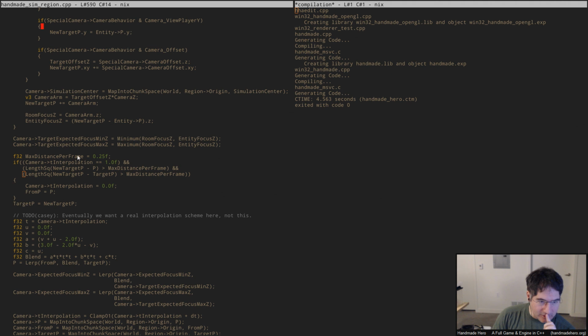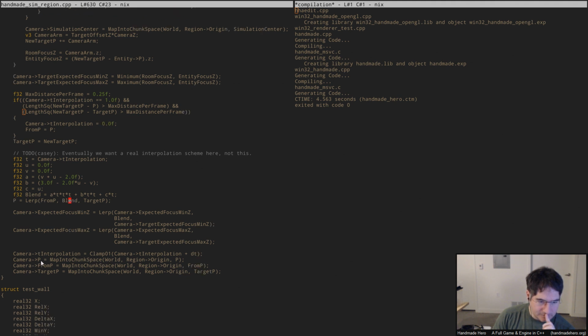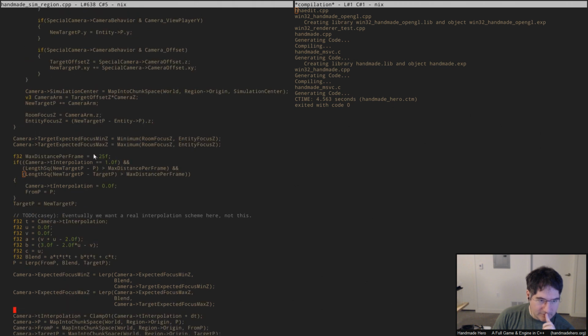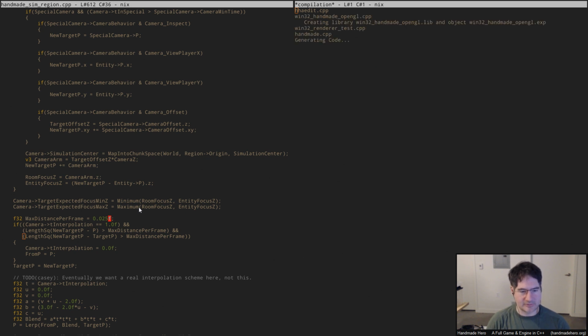Because this should never do it, right? Because from P just gets reset to P, which would not move the camera. If interpolation is set to 0, you should come through with P equal to from P in that case, because blend is 0. Right? I mean, in theory anyway. I don't see why we would get that discontinuous jump. I'm curious if it has to do with that resetting or not.